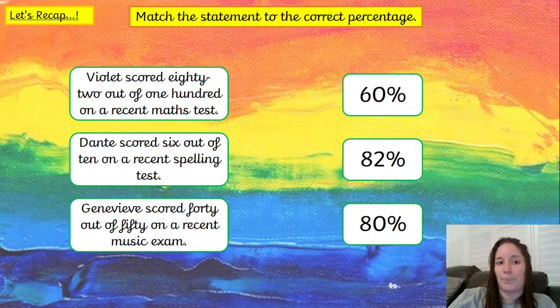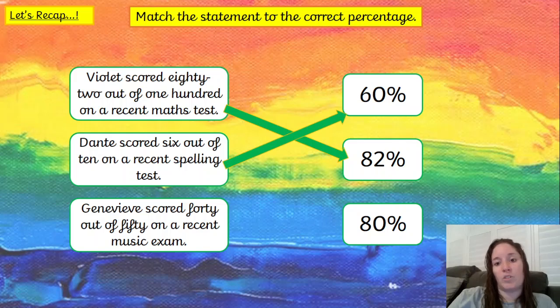So let's start with the first one. Violet scored 82 out of 100 on a recent maths test. Now we know that out of 100 is a percentage. So Violet scored 82. Have we got 82%? We have. Dante scored 6 out of 10 on a recent spelling test. So we know that 6 out of 10, if we need to get it out of 100 because it's a percentage, that is an equivalent fraction and we can times both the numerator and denominator by 10, which will give us 60 out of 100, which of course is 60%.